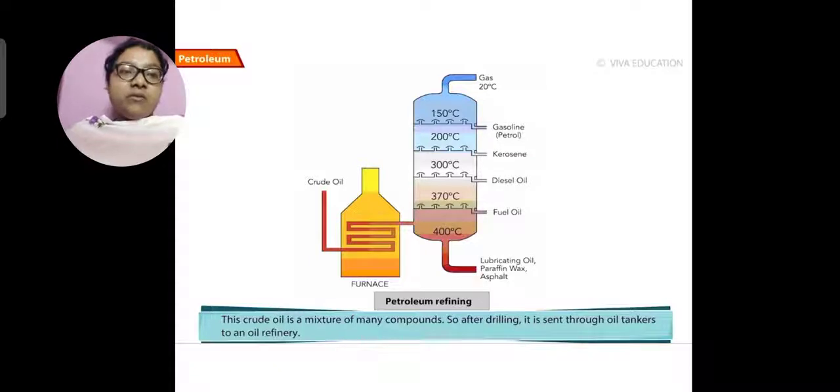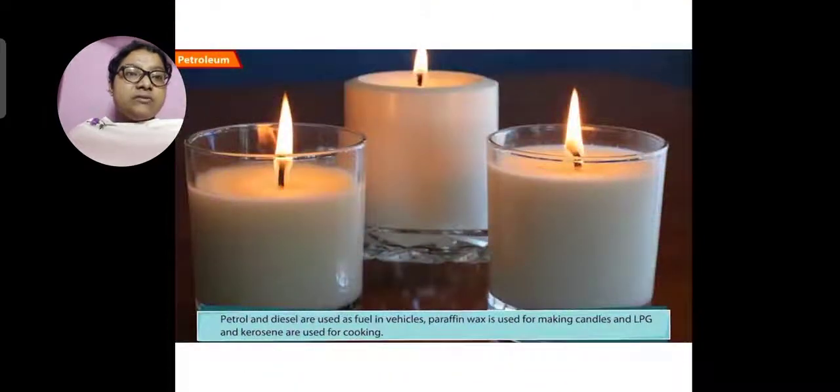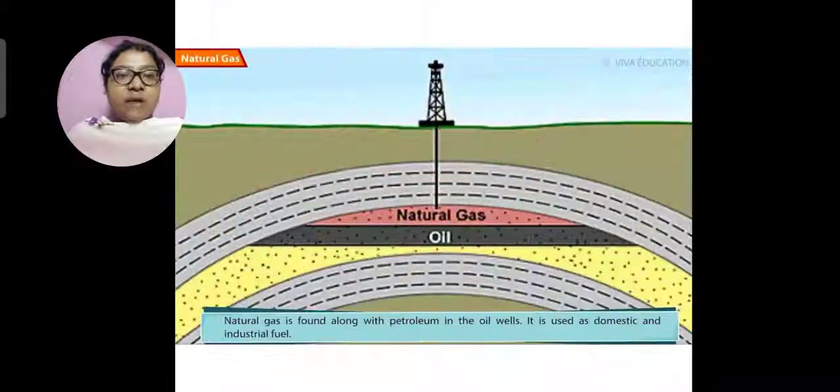So at the time of refining, we get several other products, like kerosene, paraffin wax, diesel, LPG, CNG. Petrol and diesel are used in vehicles. Paraffin wax we use to make candles. LPG and kerosene we use to prepare food.